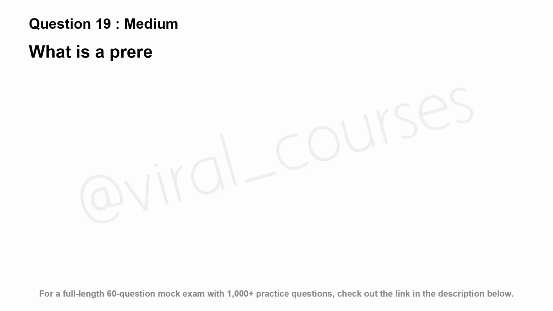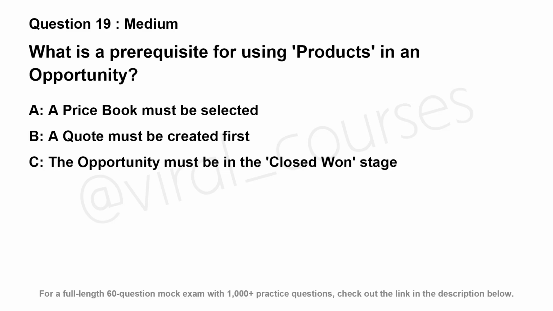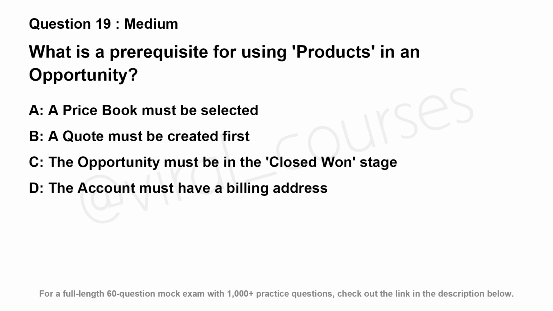What is a prerequisite for using products in an opportunity? Option A. A price book must be selected. Option B. A quote must be created first. Option C. The opportunity must be in the closed won stage. Option D. The account must have a billing address.